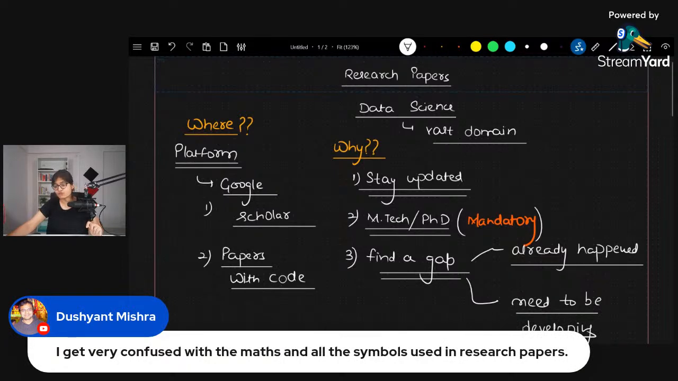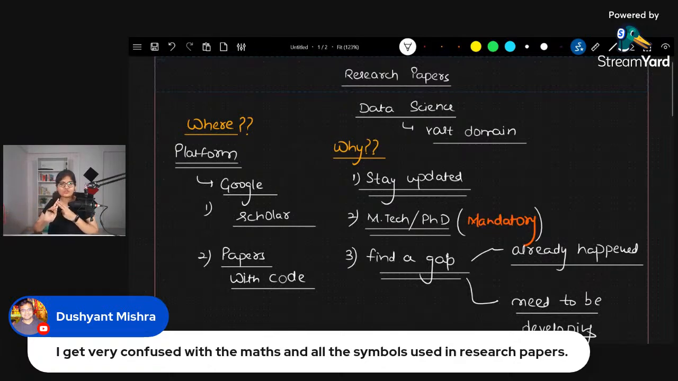I got very confused with the maths and all the symbols used in the research paper. See, the very first thing is that the mathematical part will be there in the materials and methods. That's what I'm saying. If you are studying for the very first time, you will get stuck in the materials and methods itself. You will not go to the next step of the results. That's why I'm saying take it afterwards.